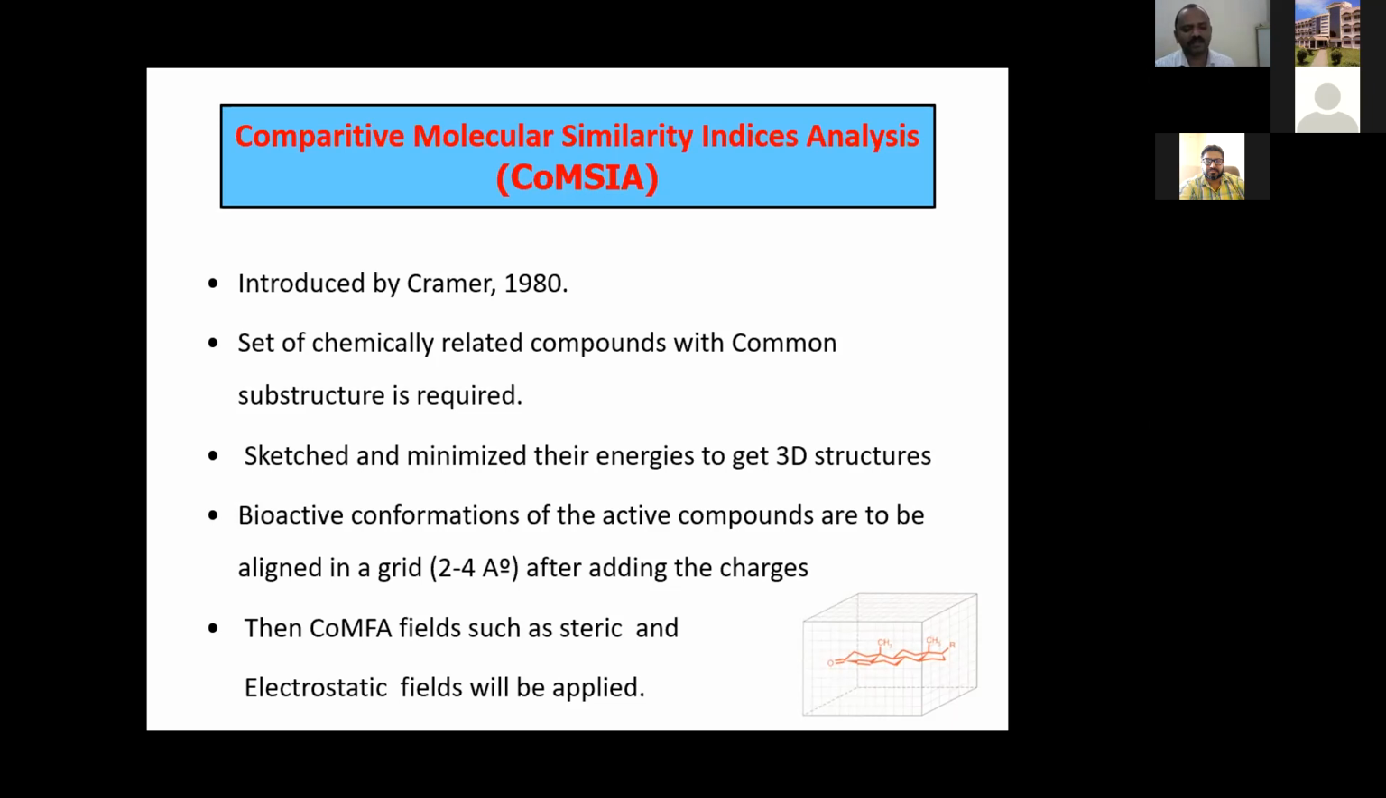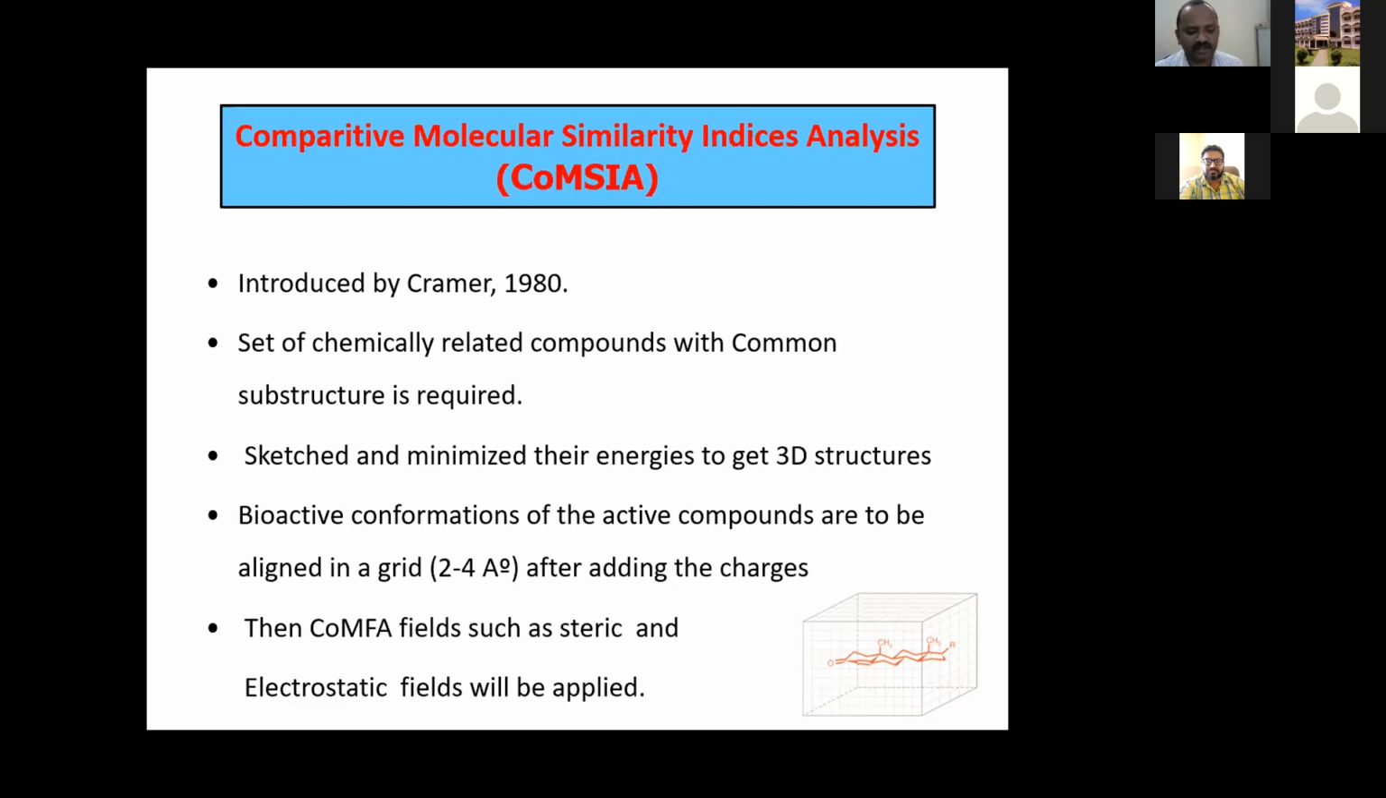Then what we have to do is align these molecules. An important step is that they have been aligned in the grid. A grid is nothing but a cube, and in that cube, the molecules are aligned. Suppose you are sitting in a room, just assume that the molecules are placed in that room, with an x-axis and a y-axis with respect to the experimental activities and the predicted activities.